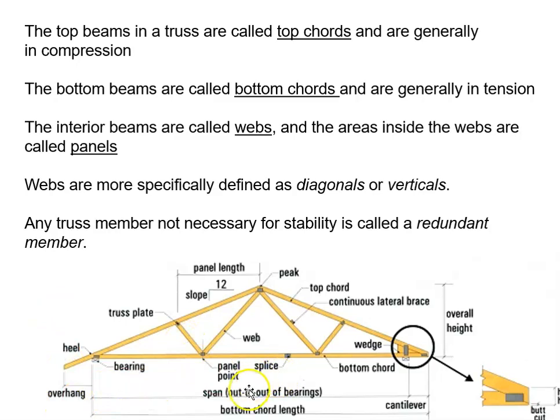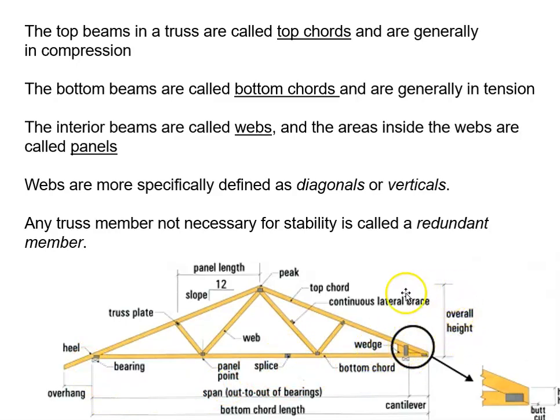Also important here is the span. The span is not the length of the truss, the span is the distance between bearings. We can see right there that little white symbol is the 2x4 or 2x6, whatever it is, the top of the wall right there. That is the bearing, and right there as well. So we have an overhang. The heel is directly above the bearing right there, and splices do occur.